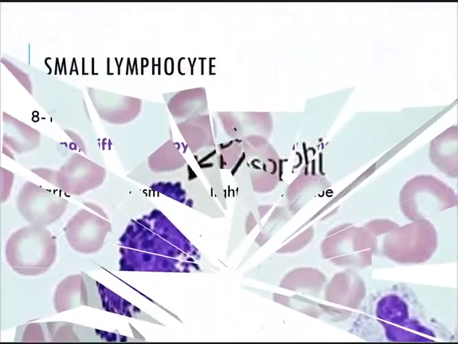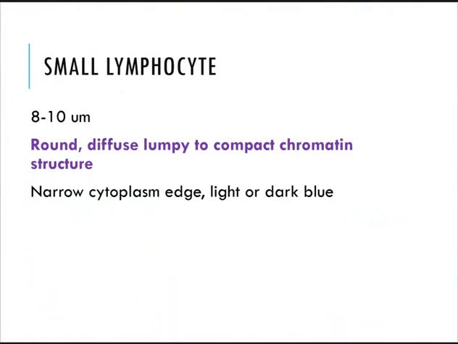Okay, so next we have your small lymphocytes, your lymph. When there is an increase of lymphocytes, it usually connotes a viral disease. There are two types: we have your small lymph and then your large, big lymphocytes. Small lymphs are usually round, with a diffuse, lumpy to compact chromatin structure.